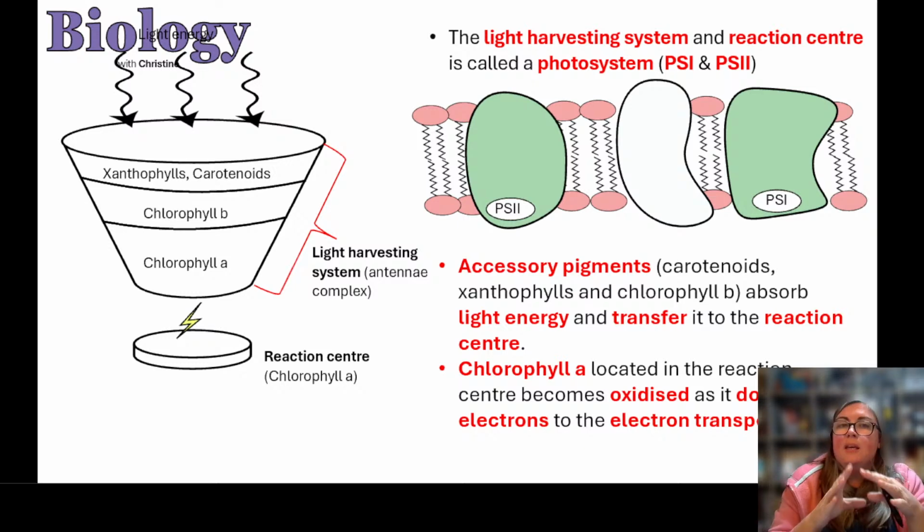The key thing to note is the reaction center only has chlorophyll A. The chlorophyll A, which is located in that reaction center, is the one which can donate its electrons. This is the important part when we're talking about the absorption of light and the electron transport chain. The electrons are only donated from the reaction centers of photosystem 2 and photosystem 1.